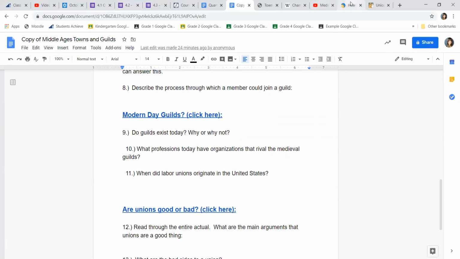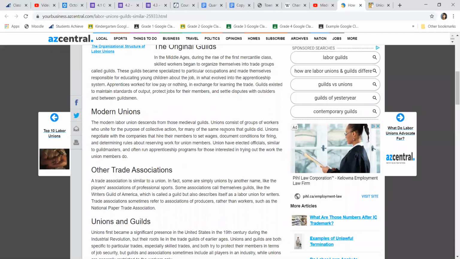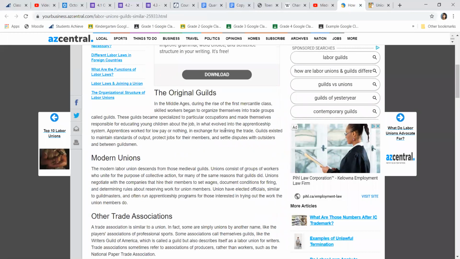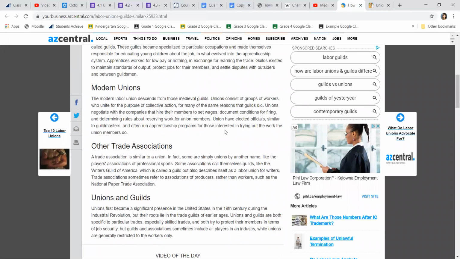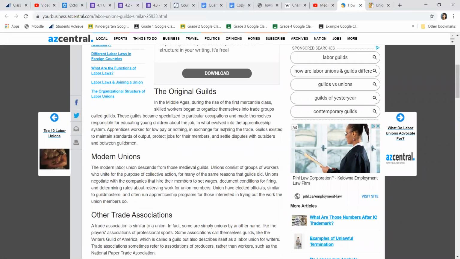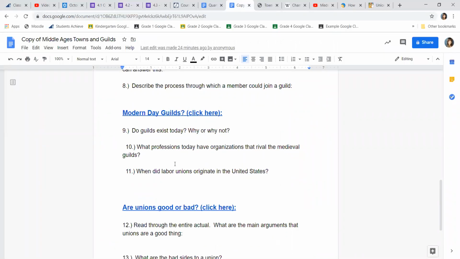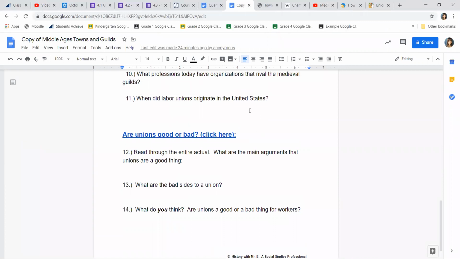It takes you to modern day guilds, which is our labor unions. This article discusses how medieval guilds are a similar concept as labor unions, and also how labor unions came from those medieval guilds. So you're going to read that and answer these questions here. And yes, I know it is a United States document, but it's a similar idea to Canada.